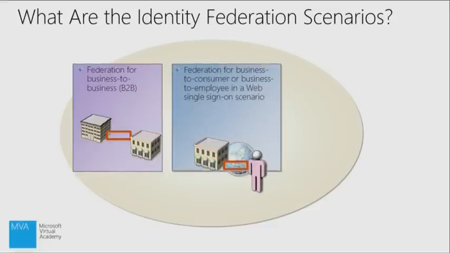Federation for business to consumer or business to employee in a web single sign-on scenario. Enables businesses to provide single sign-on for a business partner or other business unit that has a separate domain. This one allows for a business that has a perimeter network domain to provide authentication for internal user accounts.